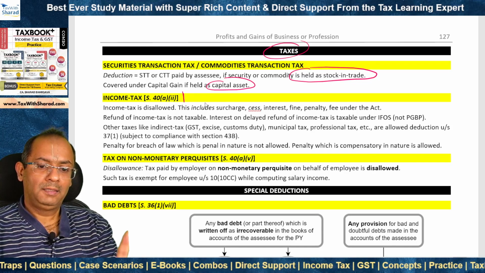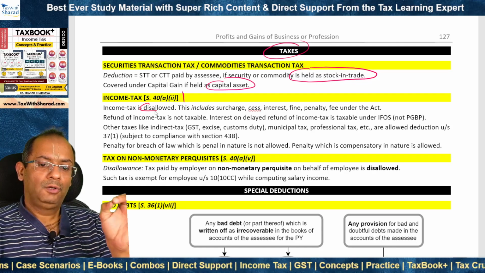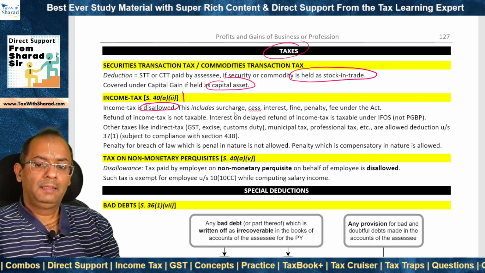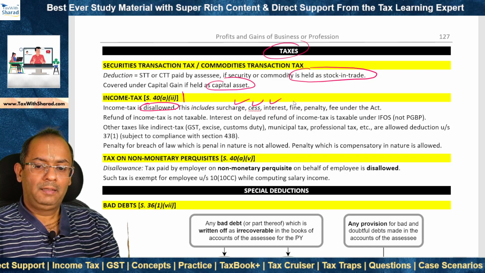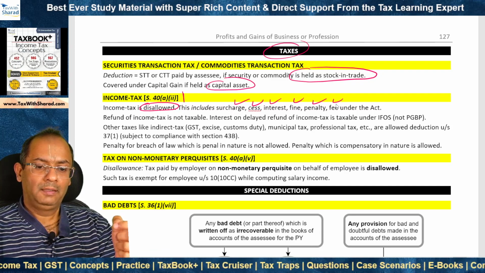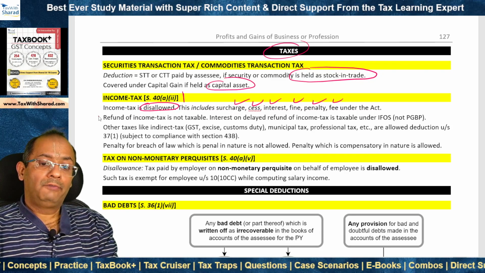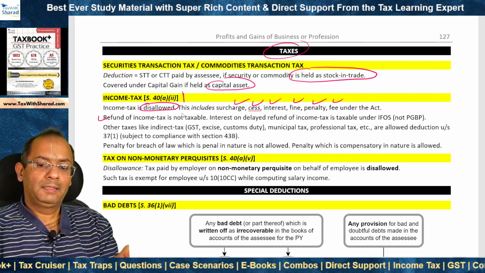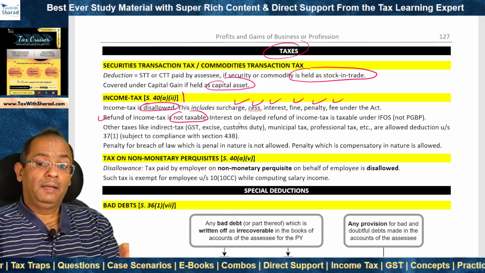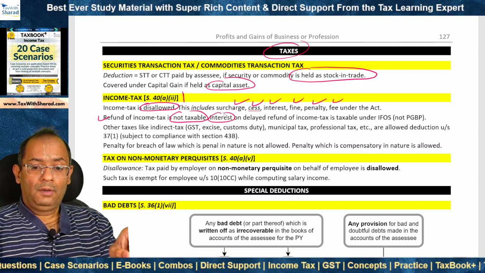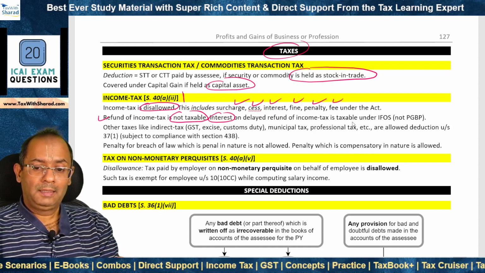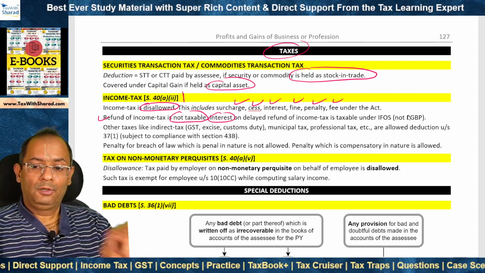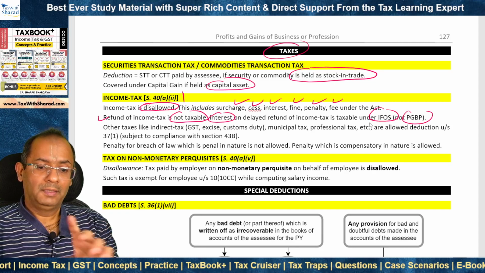Section 40(a)(ii) is the relevant section. Income tax is not allowed as deduction, it is disallowed. This not only includes income tax, but also surcharge, cess, interest, fine, penalty, fees under the Act. What about refund of income tax? Since income tax is disallowed, refund of income tax is not taxable. But as far as interest on delayed refund of income tax is concerned, it is taxable. Interest on refund is taxable, but not under this head, under the head IFOS.